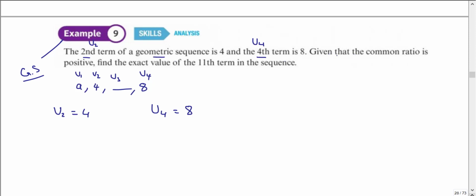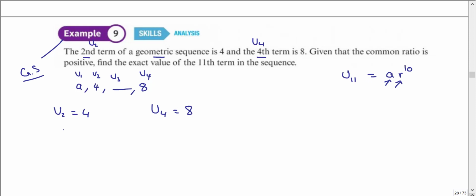Of course, here the question says, given that the common ratio is positive, find the exact value of the 11th. The 11th means AR to the power of what? Power 10, n minus 1, power 10. But we need A and we need R, and we have neither.